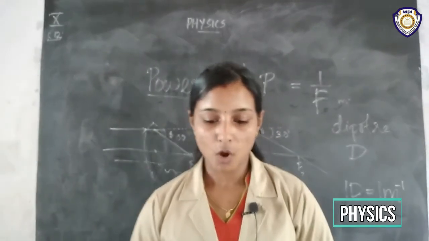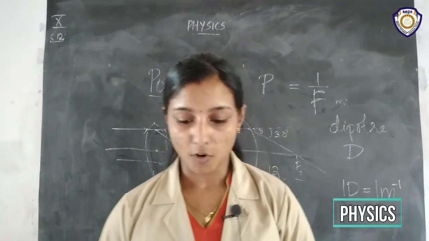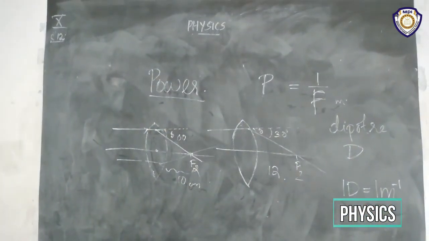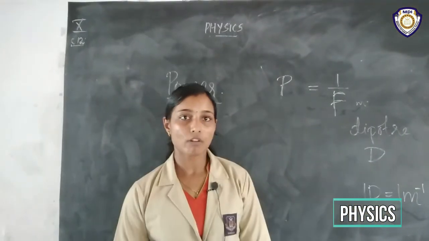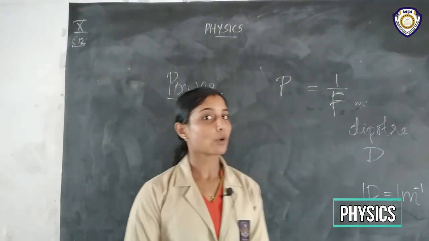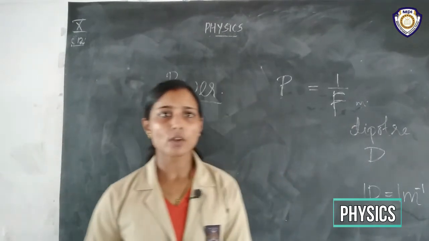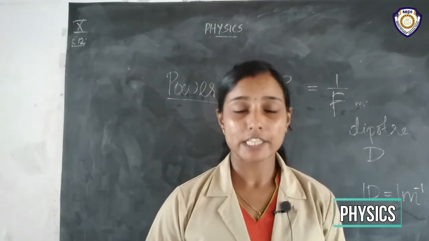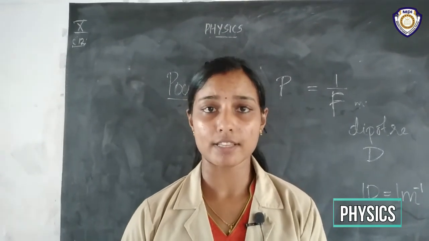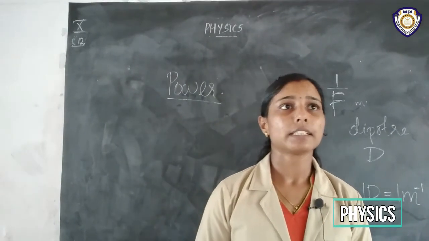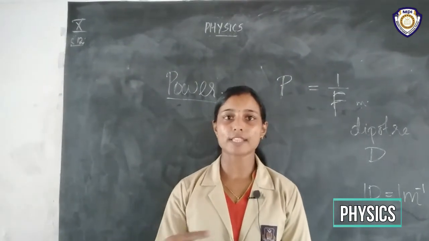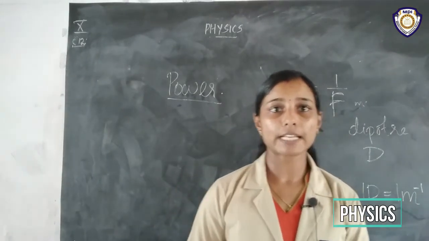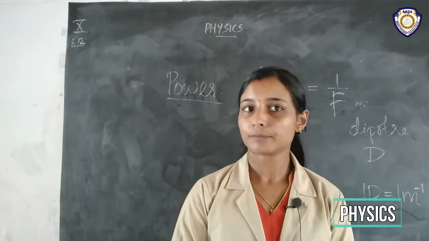So that is the power of a lens. The power of a lens is the reciprocal of its focal length, right? You may notice that opticians prescribe corrective lenses indicating their powers. Sometimes you may notice people with short sight or long sight wearing spectacles. The power of those spectacles is prescribed by the optician.